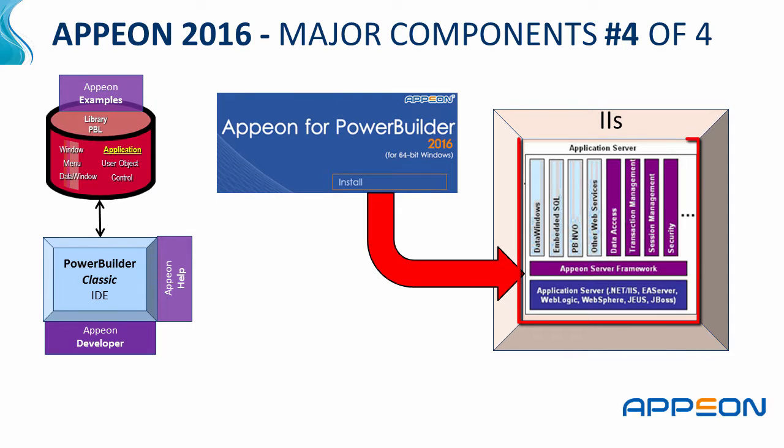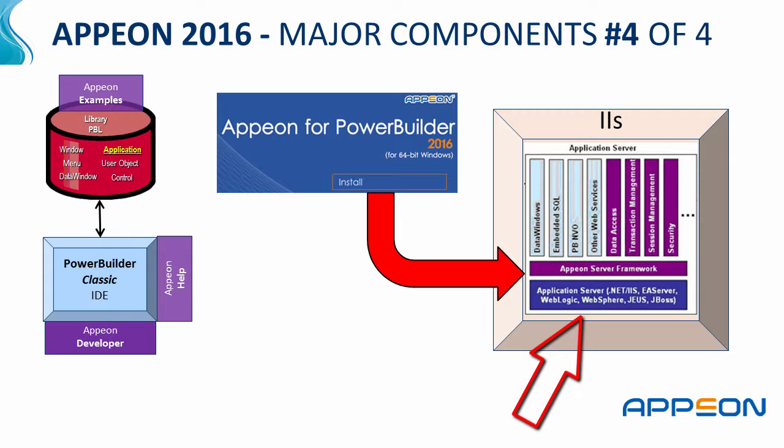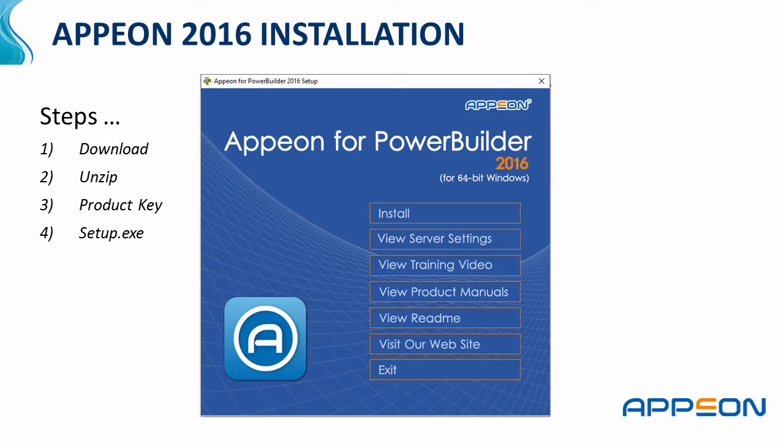The last of the four components, of course, is the Appeon server, which will sit inside the IIS application web server. The Appeon server is really a helper. It has all sorts of helpers, such as for DataWindows, non-visual objects, web services, security, and many other subcomponents that will help you in your journey from developing, testing, and on to deployment.